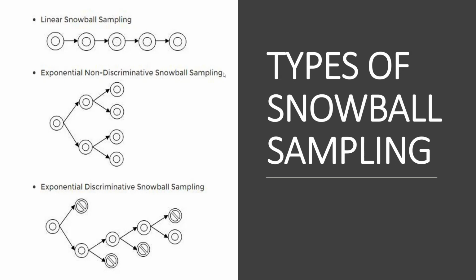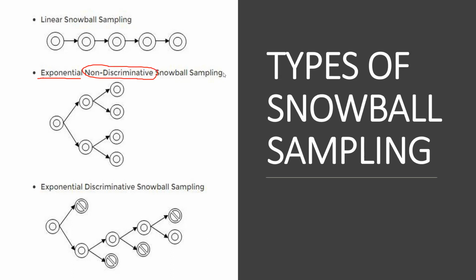Next one is the exponential non-discriminative snowball sampling. This actually branches out. From one individual, they will find another two individuals, or they would refer another two persons to participate in the study. And those two persons, again, will find another two individuals that will participate in the study. So the number just increases, based on its name. We have exponential, but it is non-discriminative snowball sampling.